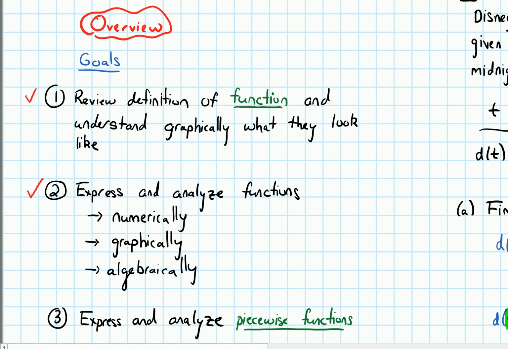All right, so at this point we have done our last main goal for this section. We have looked at an example of a piecewise function and expressed and analyzed it.